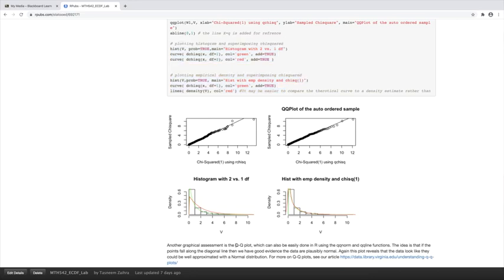Another way of assessment is the QQ plot, and you can go to this link and check out more on them if you're not very well aware of QQ plots. They do the same thing.